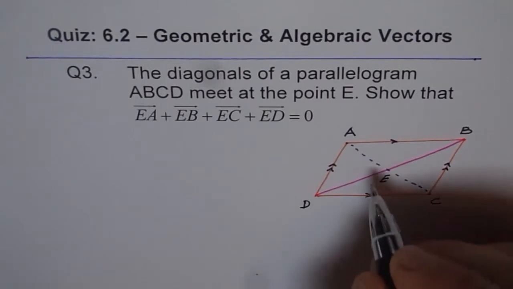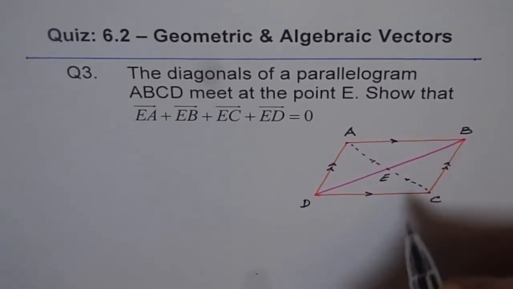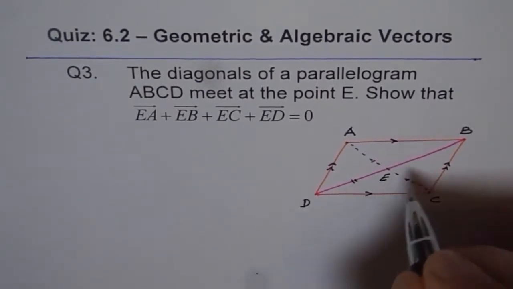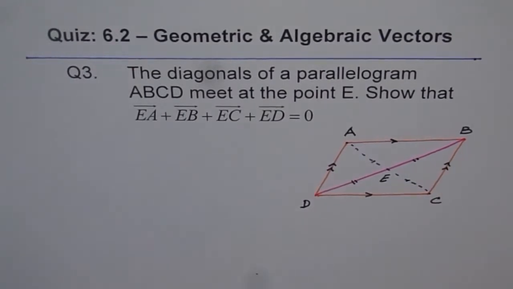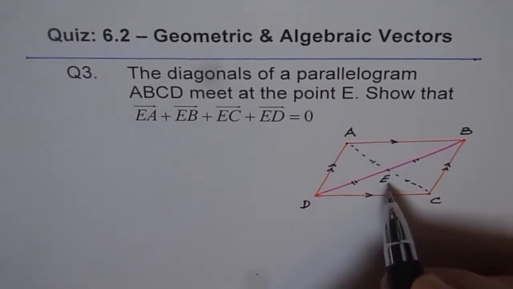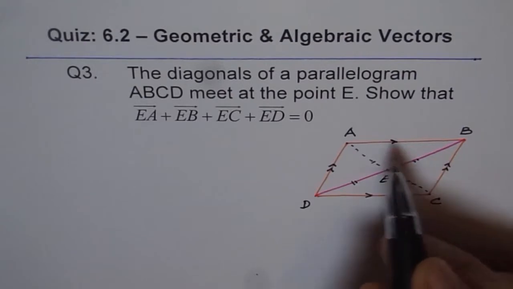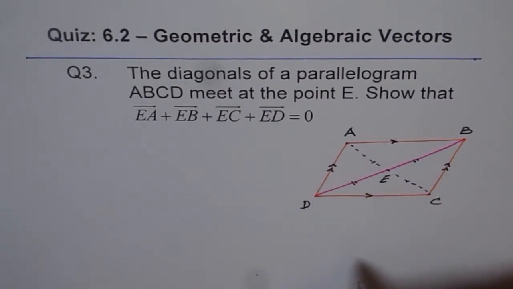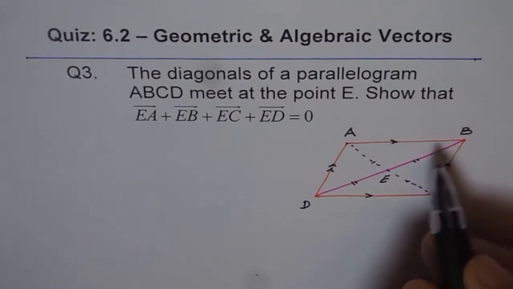And we also know that the diagonals bisect. So these diagonals also bisect. So point E actually is the midpoint of the diagonals of this parallelogram. So that's the property of a parallelogram, correct? You can prove it very easily.